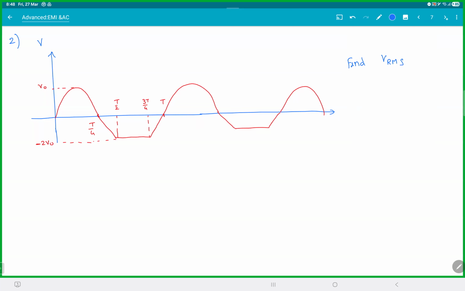I hope you remember, right? For a sine function, VRMS is V by root 2. For a triangle function, V naught by root 3. So someone made a weird zombie function here. 1/4 is a sine wave, 1/4 is a triangle, 1/4 is a straight line, 1/4 is again a triangle, and this thing just keeps repeating. This is an AC source. The definition of AC is that the current changes direction periodically. There is a periodic function whose signs are changing plus and minus. How do you find RMS for this function?